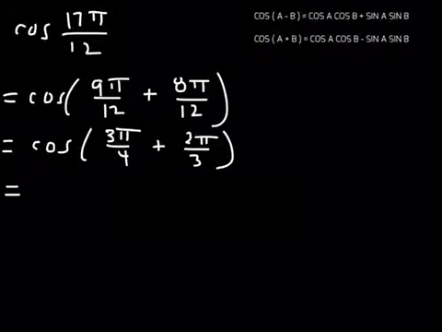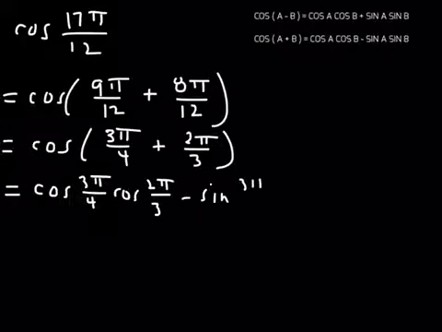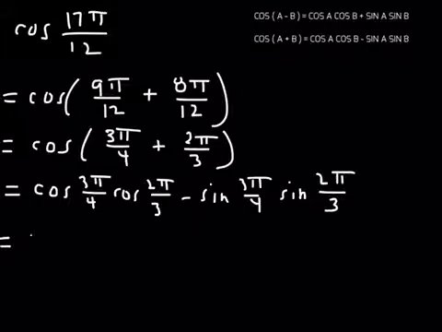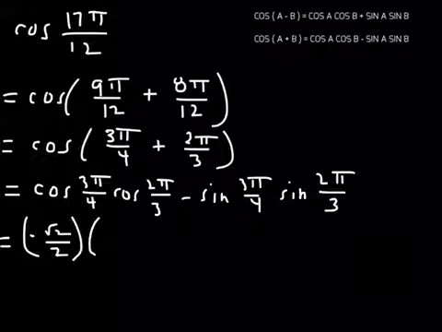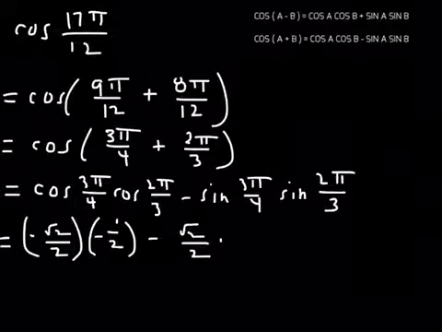So this is going to be cosine of 3 pi over 4 times cosine of 2 pi over 3. Remember the sign change, minus sine of 3 pi over 4 times sine of 2 pi over 3. Cosine of 3 pi over 4 is in quadrant 2, so that's negative, negative root 2 over 2. Cosine of 2 pi over 3 is in quadrant 2 as well, and that will be negative 1/2. Minus sine of 3 pi over 4, that will be positive root 2 over 2. Sine of 2 pi over 3 will be positive root 3 over 2.